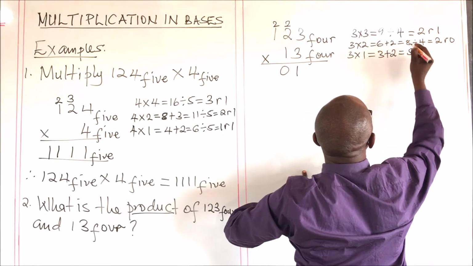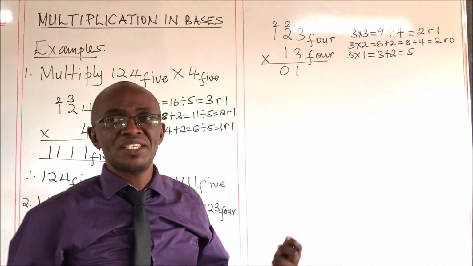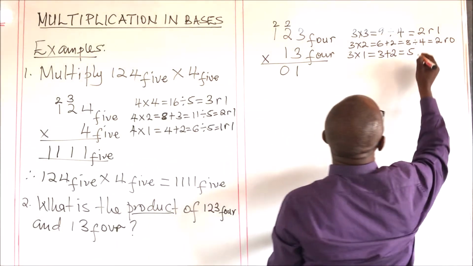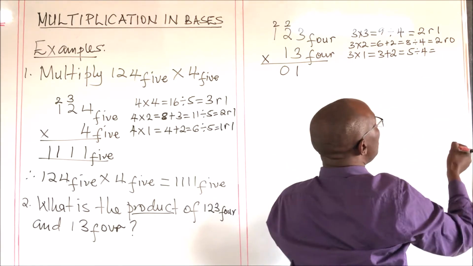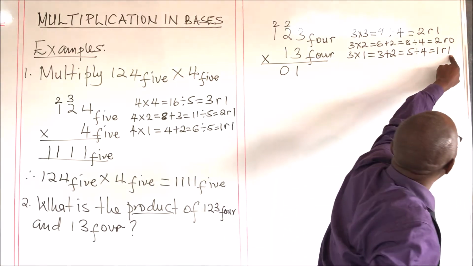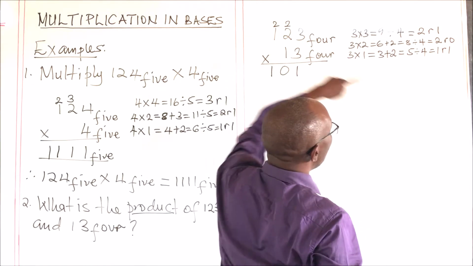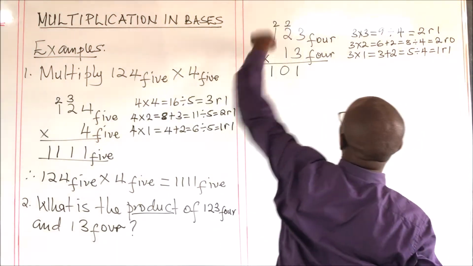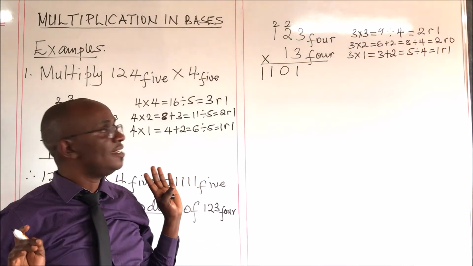I get 5. I cannot write 5 in base 4 because 5 is greater than the base, which is 4. So I divide by 4. 4 into 5 is 1 remainder 1. So I write down the remainder. I have no digit to carry the 1 to, so I write it there. So that is the first step.